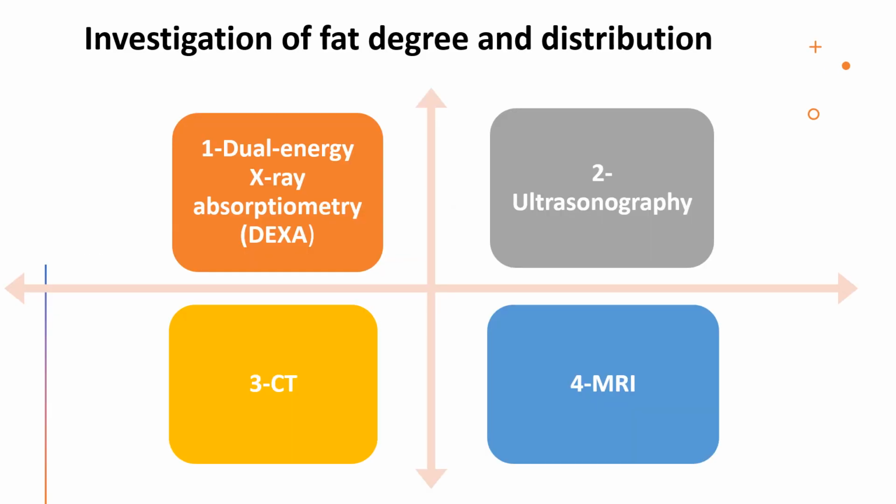The second type of investigations in obese patients are used to assess fat degree and distribution, like dual energy X-ray absorptiometry or DEXA scan, ultrasonography, CT scanning, and MRI.